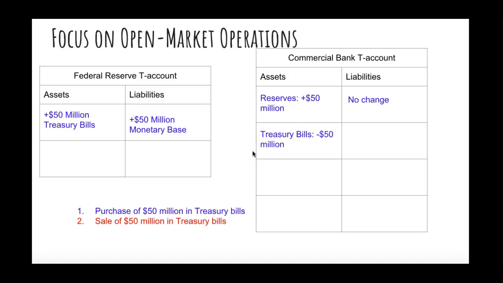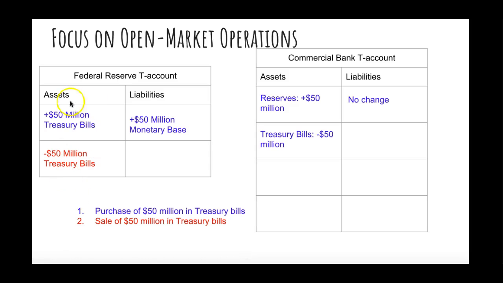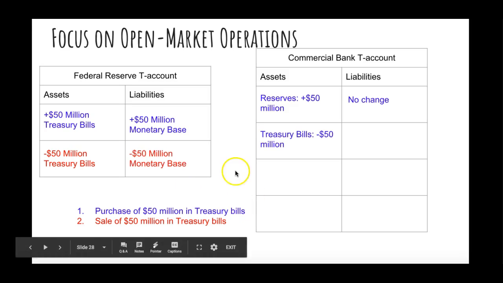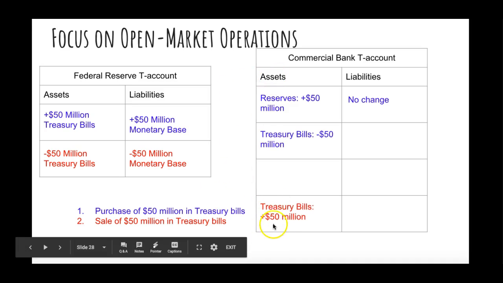So what it would look like if the Fed sold 50 million in treasury bills. Well, obviously it's the opposite, but let's go through it anyways. So first off, the Federal Reserve has 50 million less in treasury bills, which is an asset to them. Which means if they're selling T-bills, they have less T-bills, which means the money had to come from somewhere to pay for those T-bills. So 50 million less than the monetary base, which is our reserves. So the commercial bank gets 50 million more in T-bills because the Federal Reserve is selling T-bills. So the T-bills go from here to here.